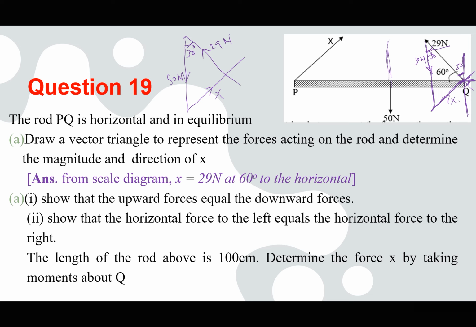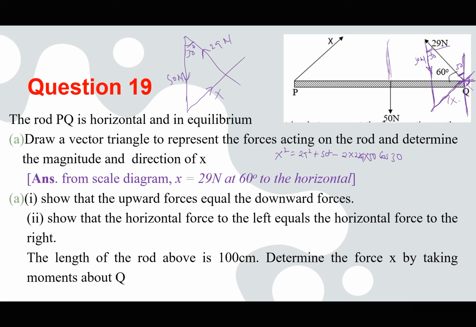And if I have the angle between two vectors joined head to tail, I can use the cosine rule to find the resultant. I will not draw this to scale. I'll just calculate and see if that is true. So I want to find x. So x squared is going to be equal to 29 squared plus 50 squared minus 2 times 29 times 50 cos of 30. I'm using the cosine rule.